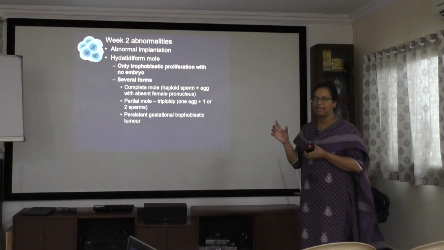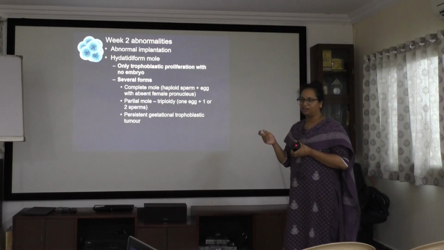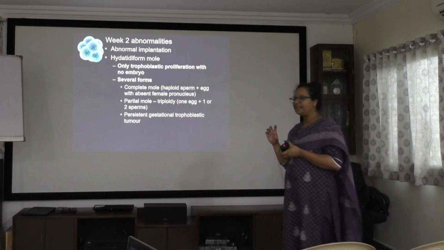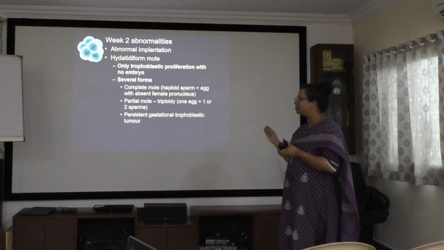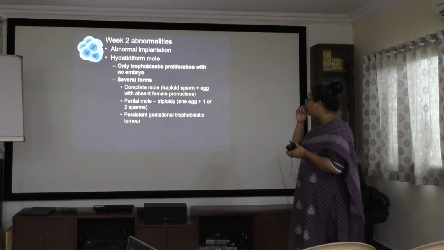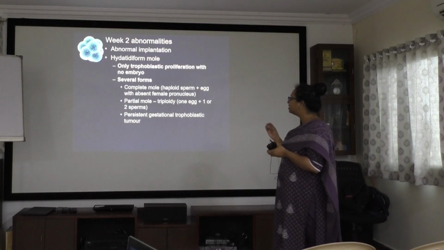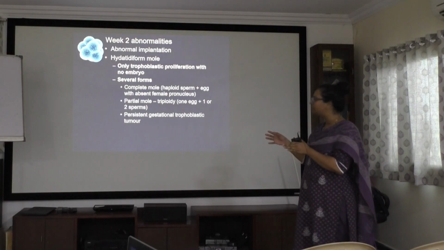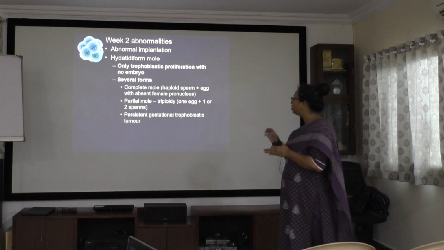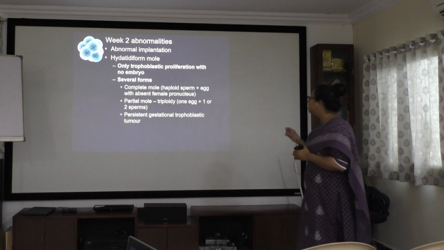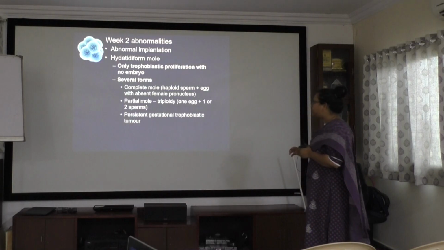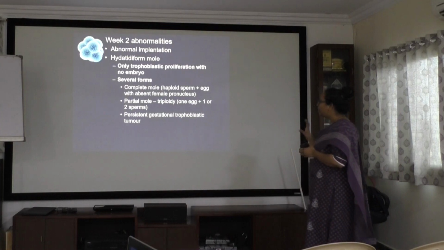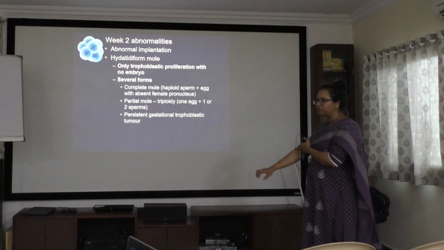Once the sperm fertilizes an egg which doesn't have the nucleus, then only the haploid number of chromosomes is present in the fertilized product. This forms a complete mole, where only trophoblastic proliferation will be there without any embryonic formation. Complete mole has a haploid sperm and egg with absent female pronucleus. The tissue that is formed contains only the haploid number of chromosomes.